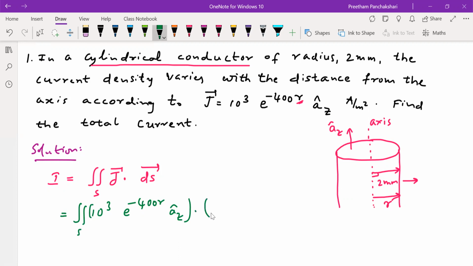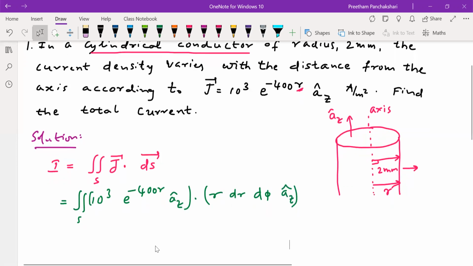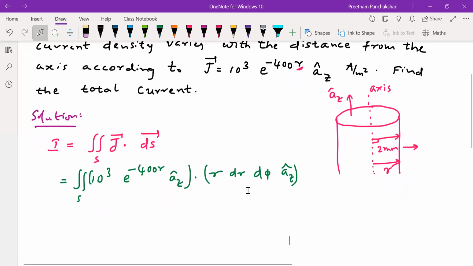Now the differential surface dS. The differential surface is always defined by two differential lengths. If you observe the problem carefully, you can easily guess the differential surface element should be r dr d phi a_z. How have we written this? If you want to know more about this, we can also go in this way.